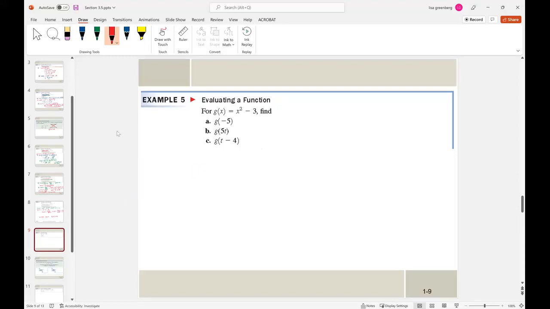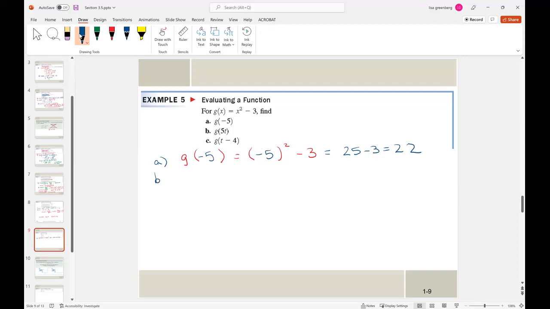Okay, let's do this. Actually, I think we did something like this before, but a review won't hurt. The first thing I always say to do is, everywhere there's an x, put just parentheses. So this is going to be a. And then I want g of -5. So I plug in -5 and I get 25 minus 3, which equals 22.